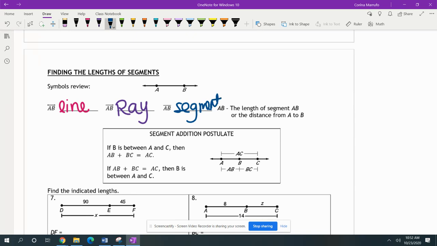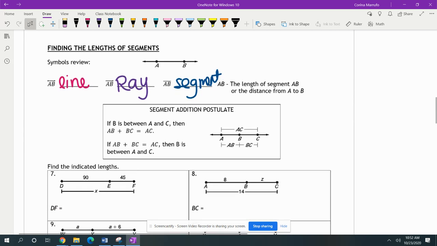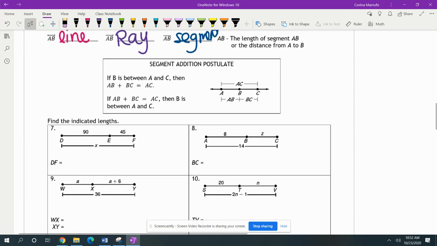Now, when we don't use anything, they just say AB, the length of segment AB or the distance. Whenever they just use A and B without anything on the top, they're asking for an actual distance. So we have something called the segment addition postulate. It says if B is in between A and C, then AB plus BC equals AC.